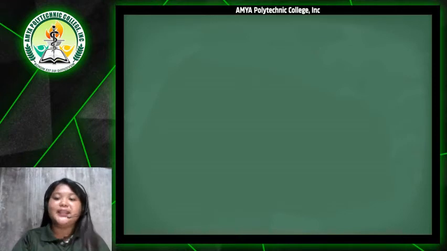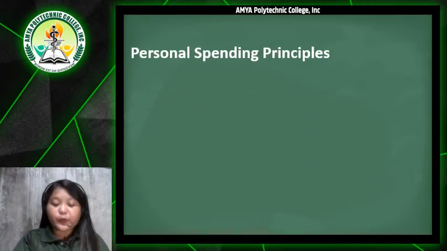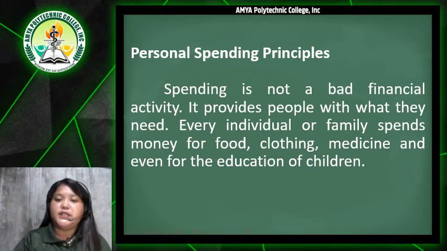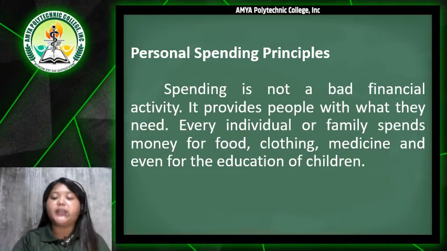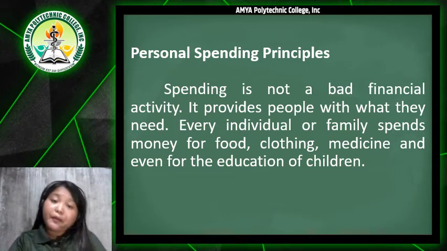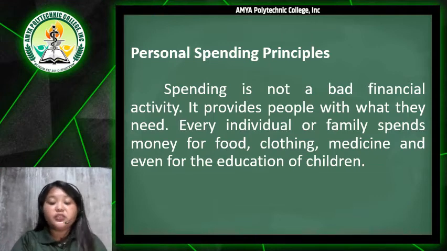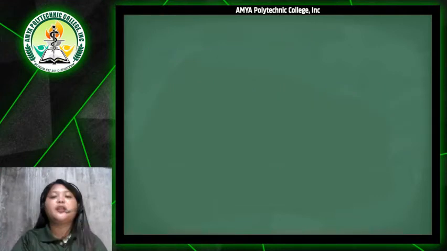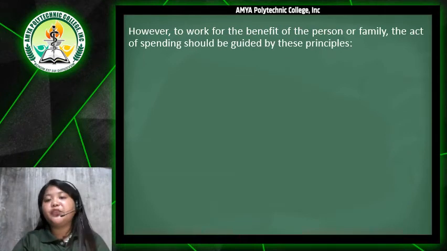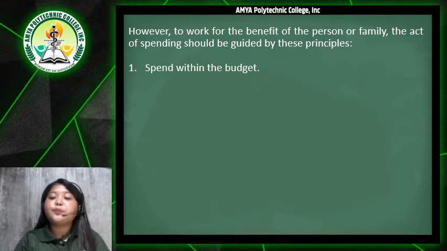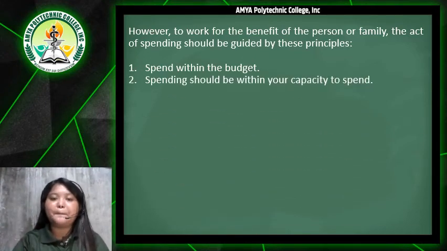Next is the personal spending principles. Spending is not a bad financial activity. It provides people with what they need. Every individual or family spends money for food, clothing, medicine, and even for the education of children. However, to work for the benefit of the person or family, the act of spending should be guided by these principles. The first one is spend within the budget.